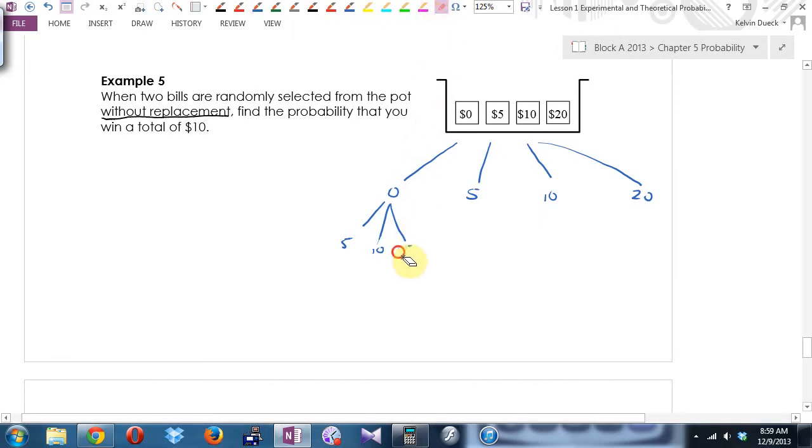Here, I have a 0, a 10, or a 20. Here, I have a 0, a 5, or a 20. Here, I have a 0, a 5, or a 10.